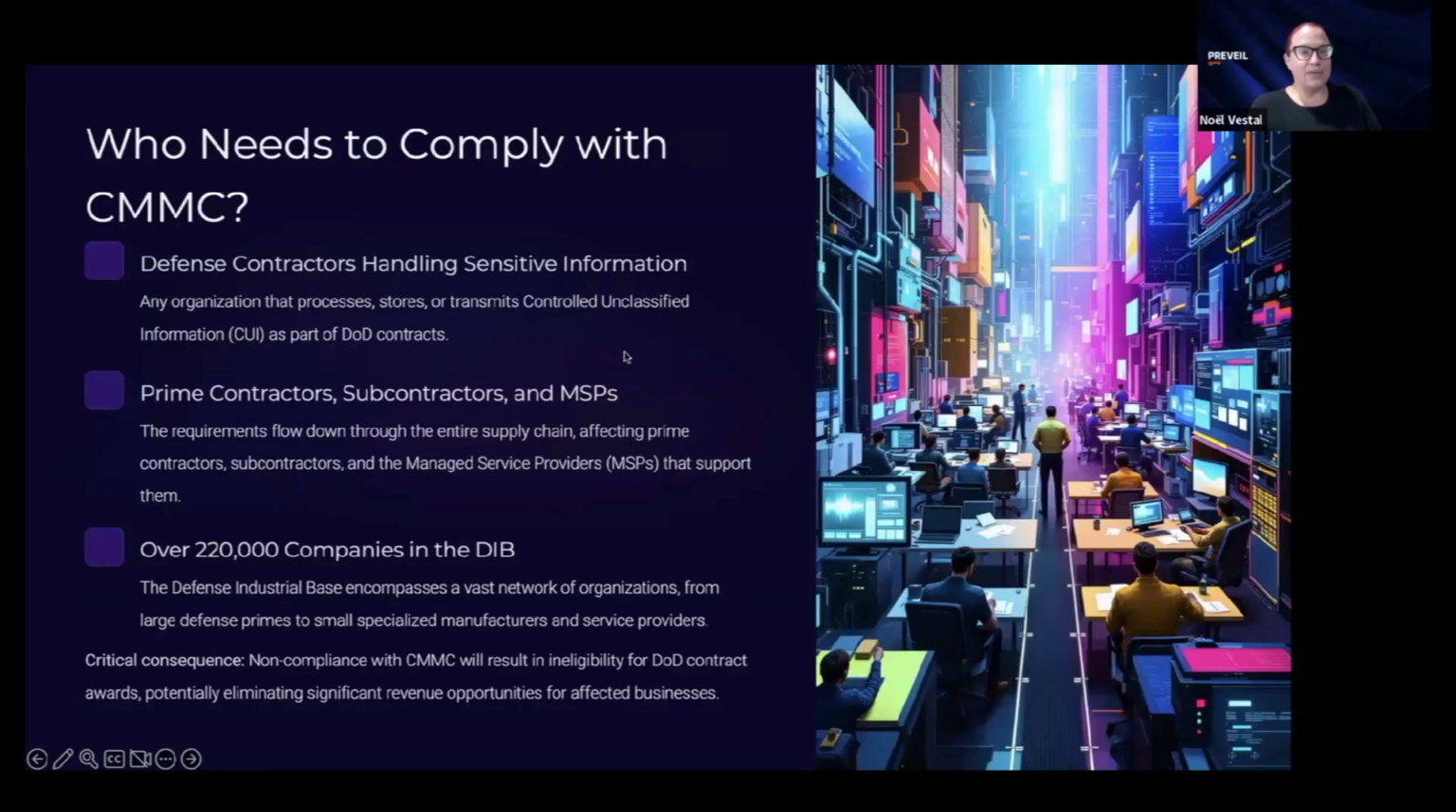So who needs to comply with CMMC? We've talked about what it is. We've talked about how long it's been here. We've talked about why it started in the first place, but who needs to actually do this?